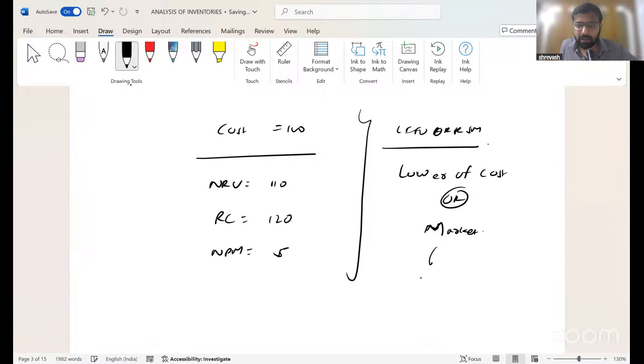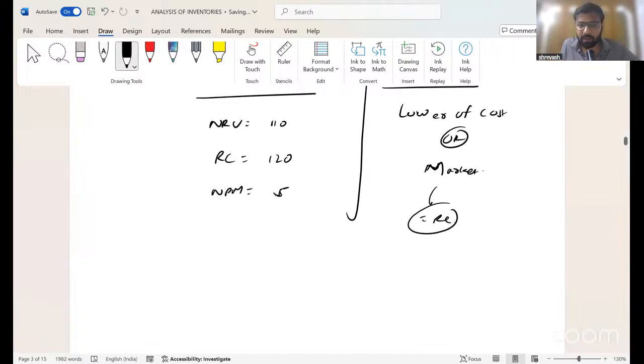And sir, market is equal to replacement cost. The replacement cost that I've calculated is 120. So I should directly take 120. But hold on, I will have to check for constraints. What constraints? The ceiling constraint and the floor constraint.